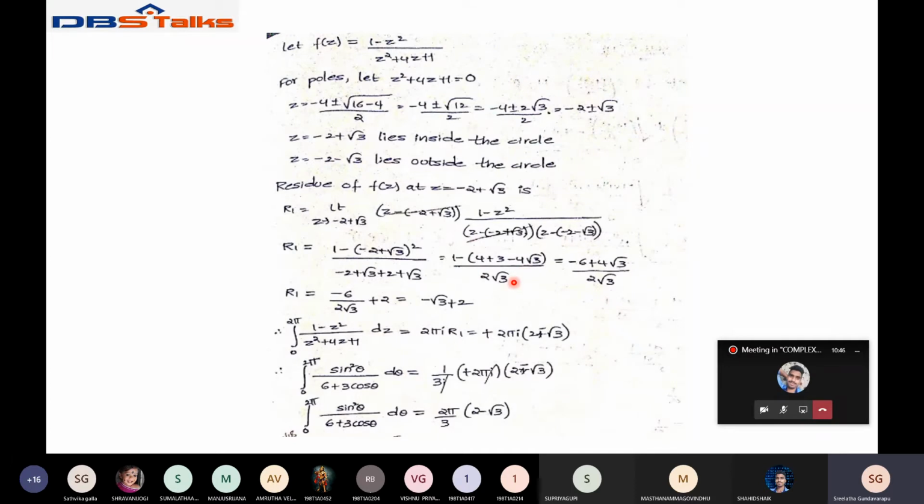Therefore the integral of (1 minus z²) by (z² plus 4z plus 1) dz equals 2πi into (R1 plus R2). R2 is 0, R1 is minus root 3 plus 2, that equals 2πi into (2 minus root 3). Substitute this value in equation 1. The integral from 0 to 2π of sin²θ by (6 plus 3 cos θ) dθ equals 2π by 3 into (2 minus root 3).